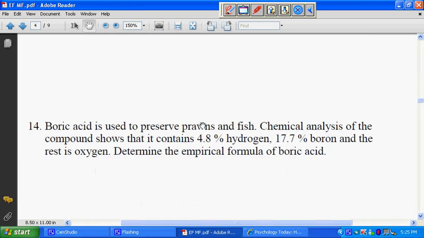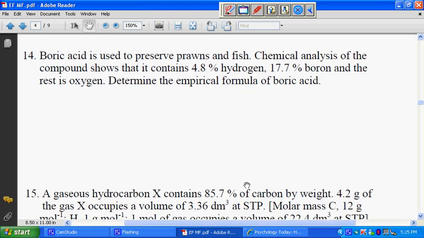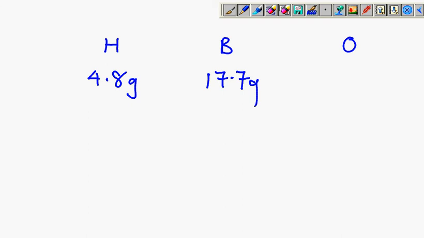Let's try another question. 14. Boric acid is used to preserve prawns and fish. Chemical analysis of the compound shows that it contains 4.8% hydrogen, 17.7% boron, and the rest is oxygen. Determine the empirical formula of boric acid. Right? So we are actually having HBO. It's not a TV channel, but instead it is the boric acid. 4.8 gram, 17.7 gram, and the rest of it is oxygen.